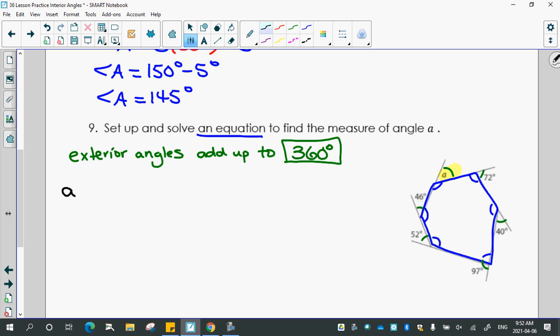So I'm going to start with A plus 72 because I have to make an equation. They're forcing me to here. Plus 40 plus 97. If you go in order, it's less likely you'll miss one.